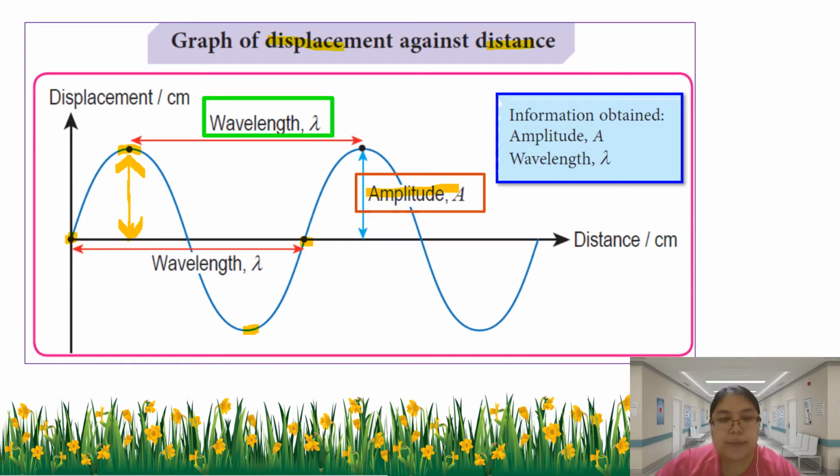Let's say for example, you say I don't want to start from here, I want to start from the middle. If I want to start from here, where is the wavelength? You must count up, then go back until here. So this one we call lambda. This one is another lambda. So from this graph, displacement against distance, what can we find? First, the amplitude. Second, the wavelength.